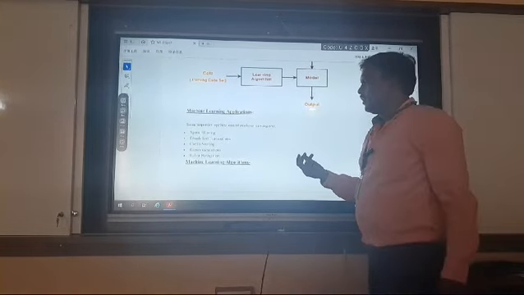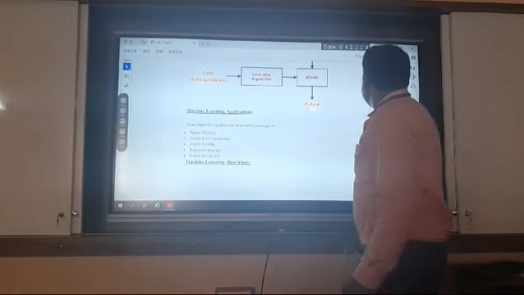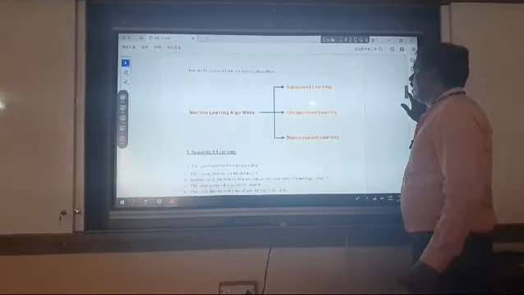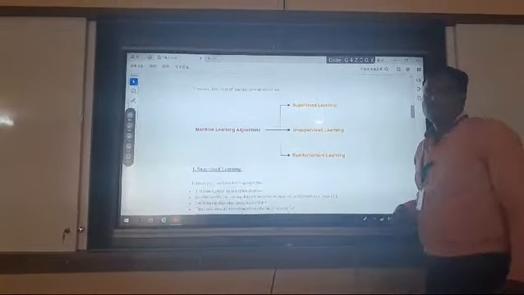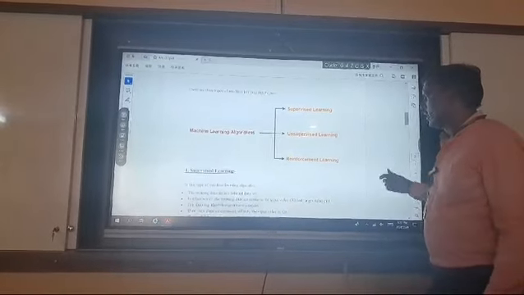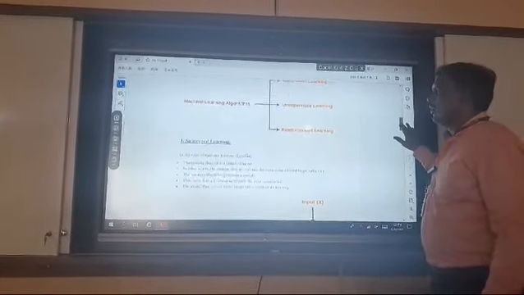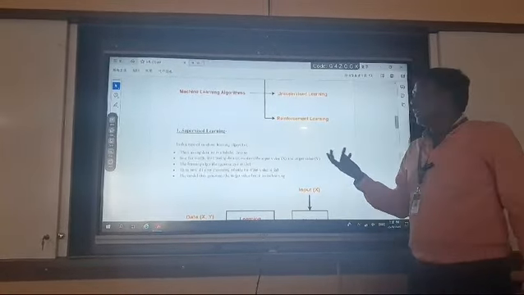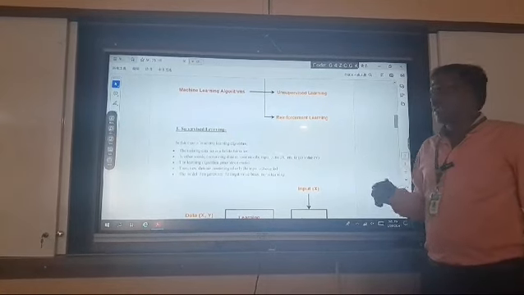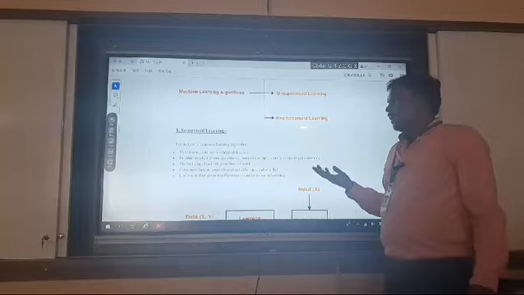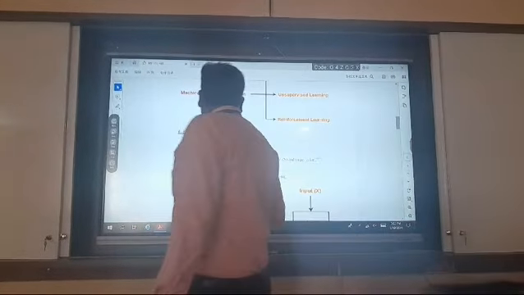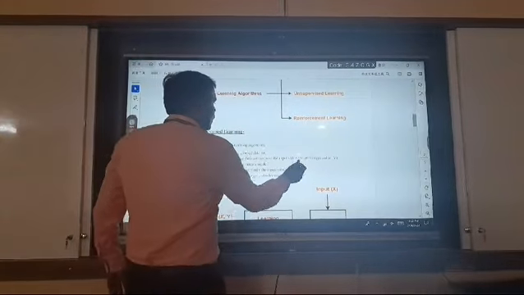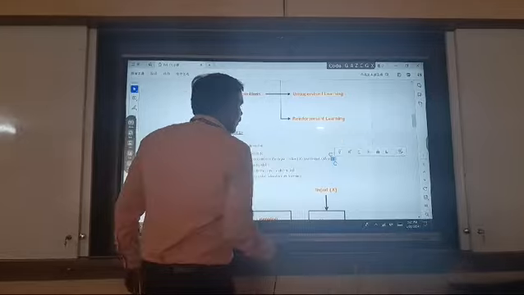Next, what are the types of machine learning? There are different types of machine learning algorithms. Basically, three important ones are used. The first is supervised learning, the second is unsupervised learning, and the third is reinforcement learning. What is supervised learning? In supervised learning algorithms, we first have a training data set, which is labeled data. In other words, the training data set contains input values and output values. The input value is represented by X and the output value by Y.